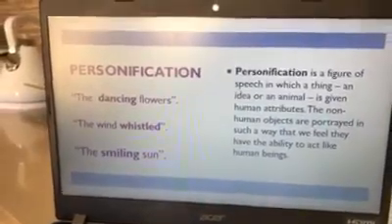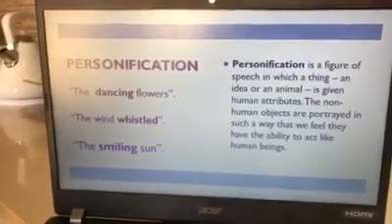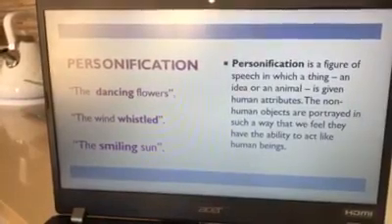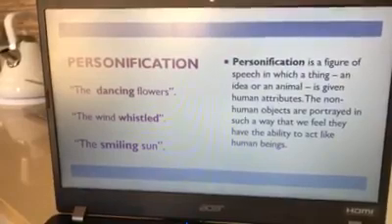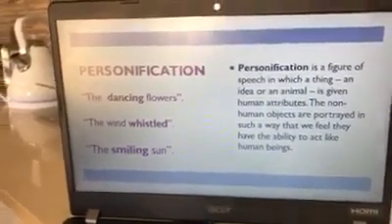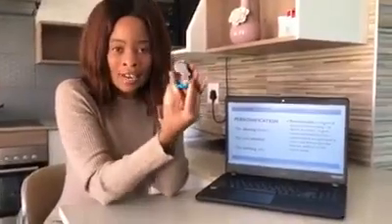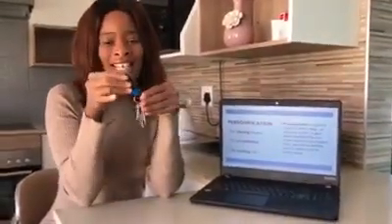Now, personification is a figure of speech in which a thing, an idea, or an animal is given human attributes. The non-human objects are portrayed in such a way that we feel they have the ability to act like human beings. For example, I've got a set of keys here. These are a non-living object. If I move it like this, it looks like the keys are dancing. So in a personification, you can say the dancing keys.